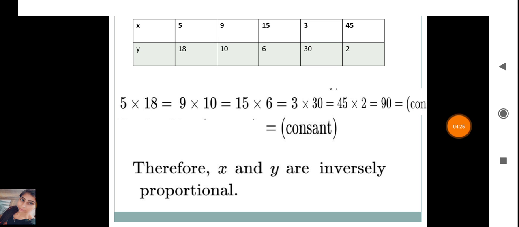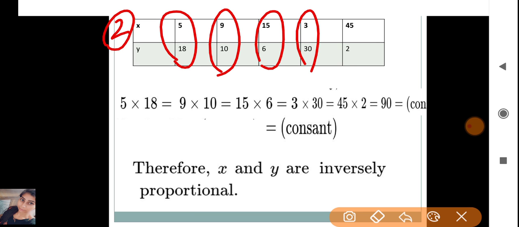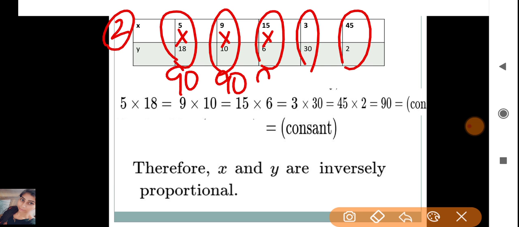So this is my second question now. Again for this question, we need to check whether x and y are inversely proportional or not. So let us find out the product of these two, and these two, and check whether they are equal or not. So 18 fives are 90, 9 tens are 90, 15 sixes are 90, 3 30s are 90, and 45 twos are 90.